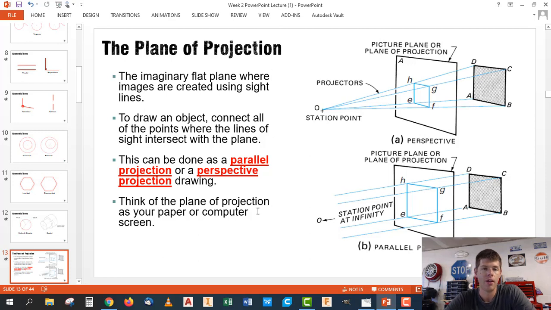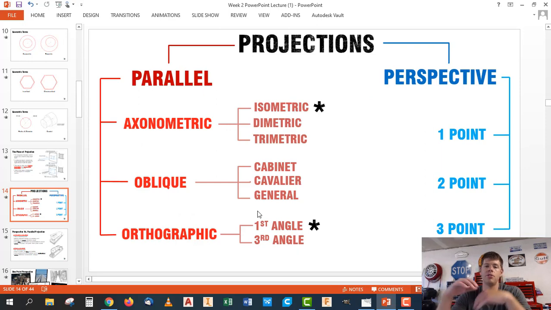Okay, so if you want to get even more into the weeds on this idea, you can take these two categories and break them down even further into subsets. Perspective drawings can be 1-point, 2-point, or 3-point perspectives. We're not going to use perspective drawings in this class. It's really more of an art class thing, but I'll show you examples.